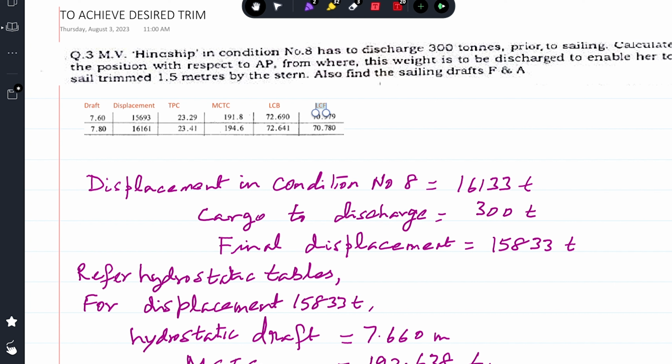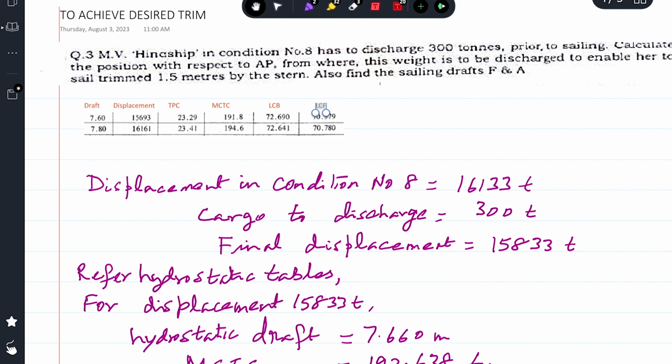This is from the past papers on MV Hinship. MV Hinship in condition number 8 has to discharge 300 tons prior to sailing. Calculate the position with respect to aft perpendicular from where this weight is to be discharged to enable her to sail trimmed 1.5 meters by the stern.